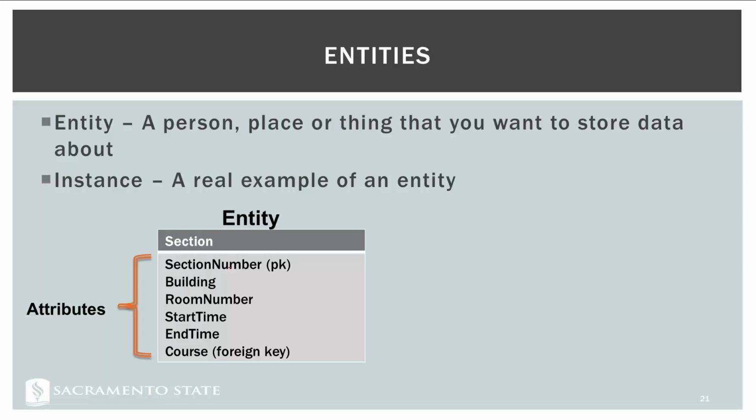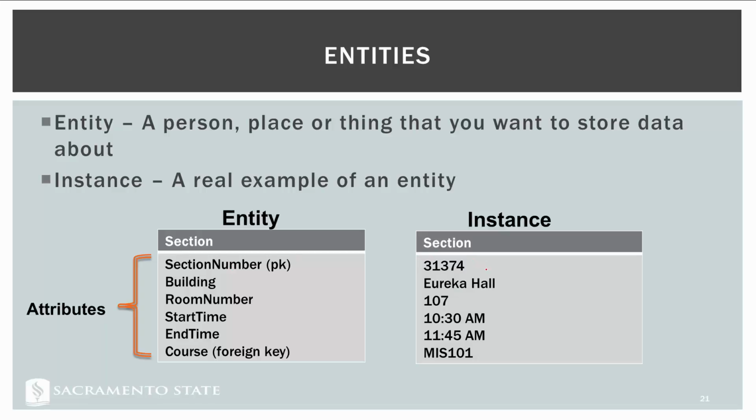But the instance would be the actual one. So maybe the exact section number, the exact building, the exact room number, the exact start time, end time, etc., and which course it actually is a foreign key to. This is not accurate this semester, but this is an instance of this particular section entity. Hopefully that's clear. An entity is a conceptual collection of people, places, or things. An instance is an actual one of those things.